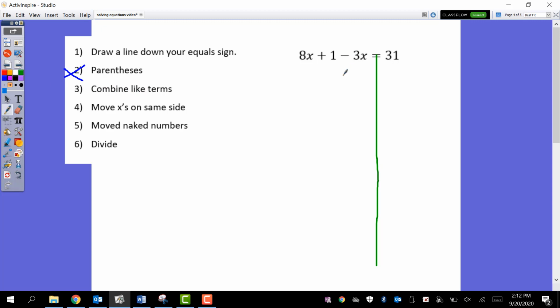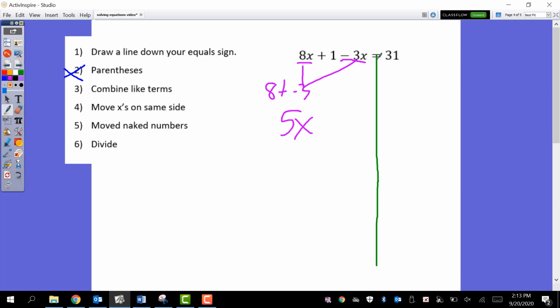So I'm checking on this left side. Can I add any of that together? This time I can. What can I add together? Well, I have 8x and -3x. X and x, I can add those together. Okay, well, what is 8 plus -3? If you type that in Desmos, you get 5x.